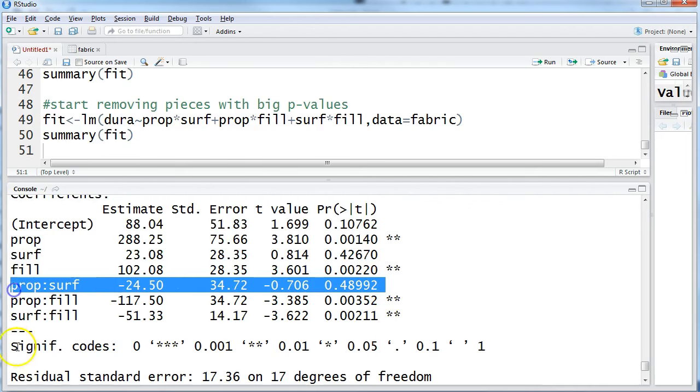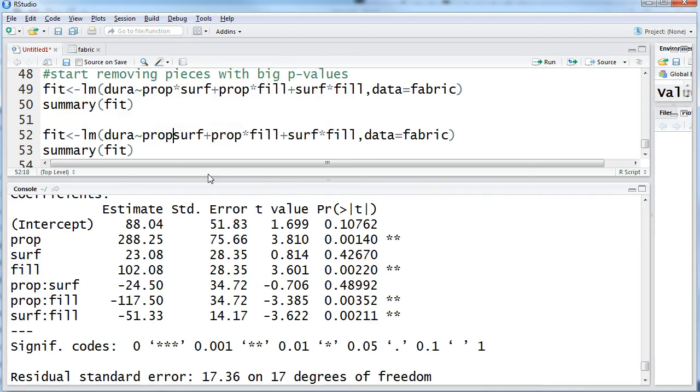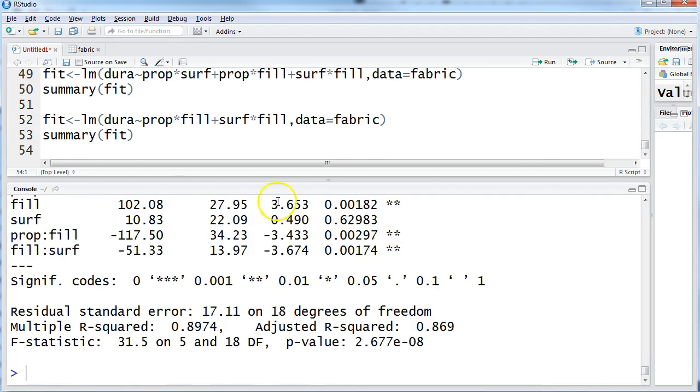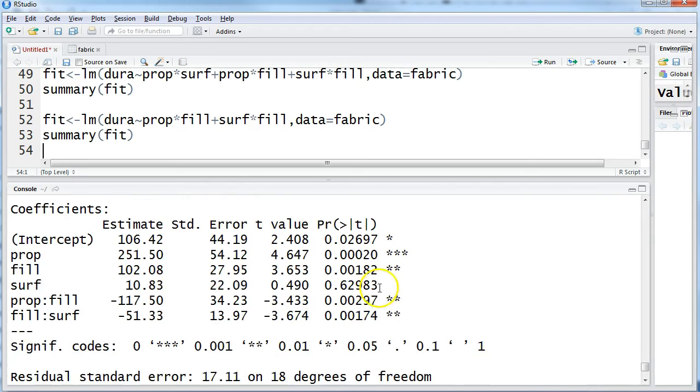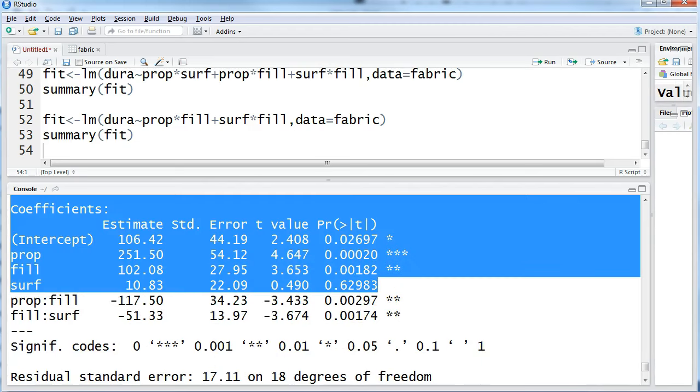Now who's complicated with a big p-value? This guy right here, prop times surf. This term doesn't need to be multiplied. Now, we'll get prop by having this variable, and we'll get surf from this one. So I actually don't need to put in any of those. And so I can make it look a little nicer. And we still see surf.